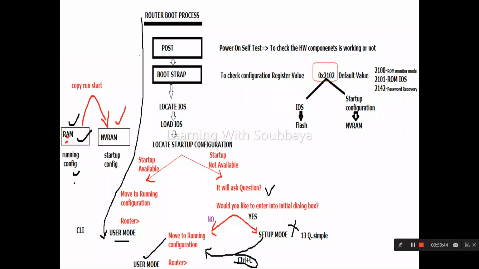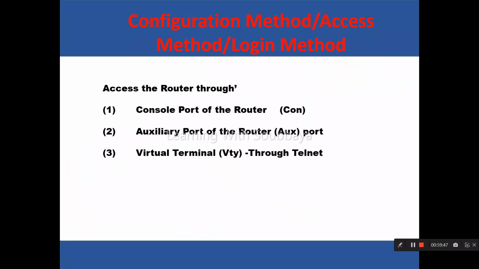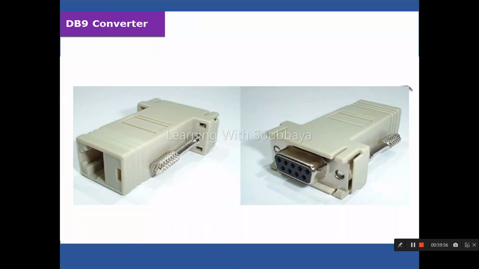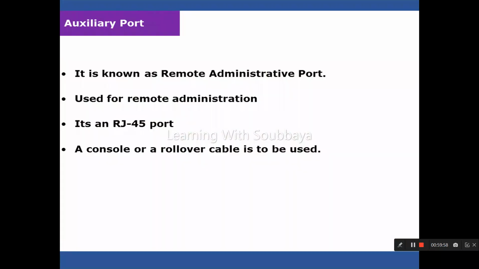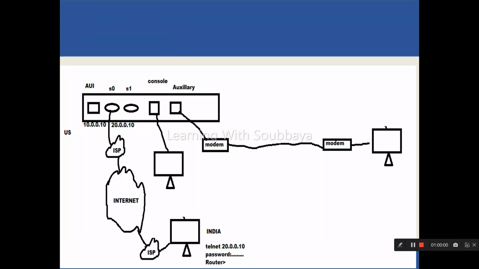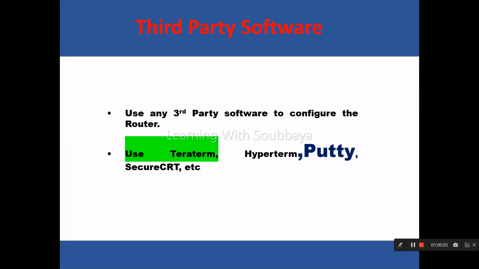Then we discussed the boot process. Finally, what are the different ways in which we can configure the router? Console port, auxiliary port, virtual terminal. We discussed that. Okay, good. Finally, what software is required for configuring the router? We have TeraTerm, PuTTY, HyperTerminal, SecureCRT. Multiple software packages are available for configuring the router. Okay, thank you.